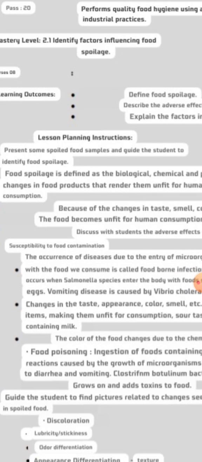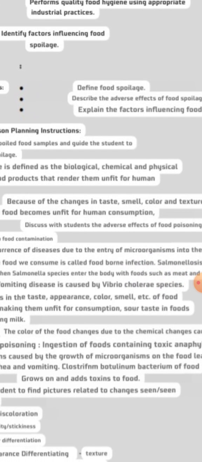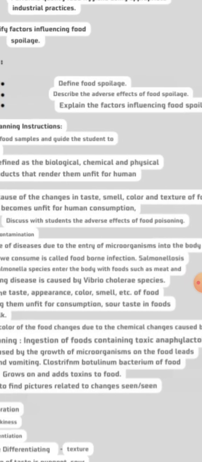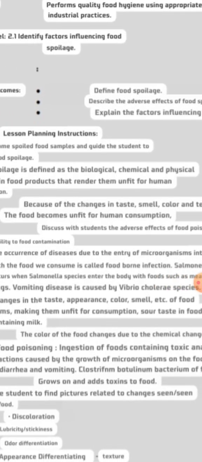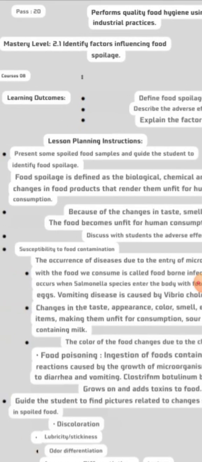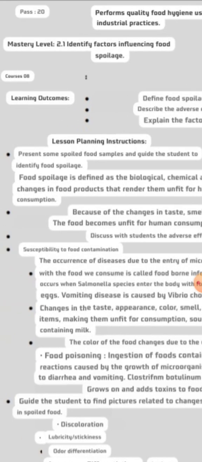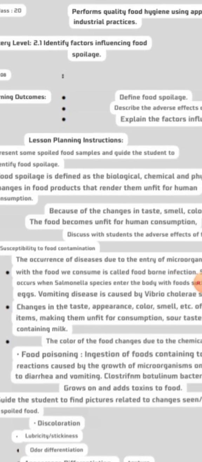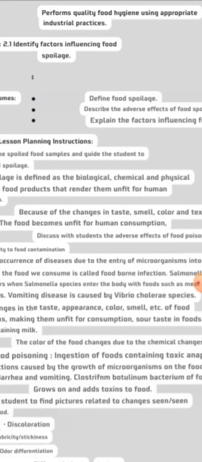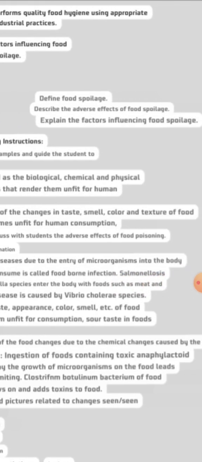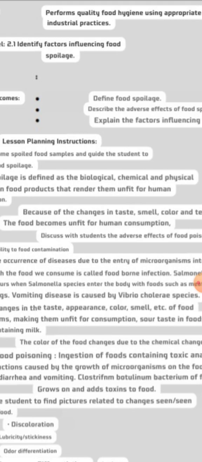The second definition is given here: because of changes in the taste, smell, color and texture of food, the food becomes unfit for human consumption. So the first definition is that due to biological, chemical and physical reactions, the food can be converted in a way that a person couldn't consume it. The second way is due to changes in the taste, smell, color and texture of food, making it unfit to consume.